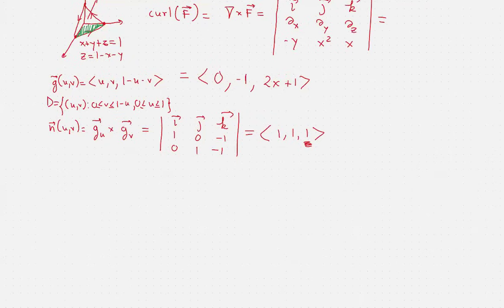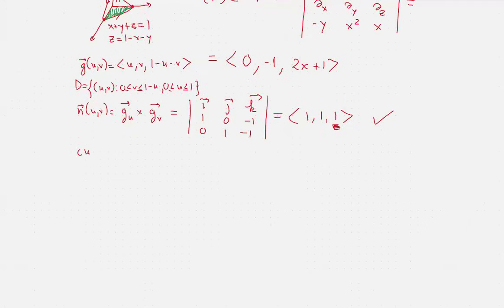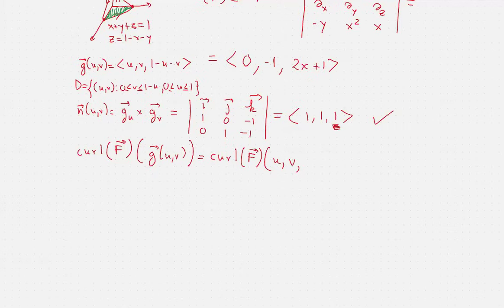Okay, so then we want to compose the curl of f with the parameterization. So this means that we should take the curl of f, and everywhere we see an x, replace it by u. Everywhere we see a y, replace it by v. Everywhere we see a z, replace it by 1 minus u minus v. And of course, this will be (0, -1, 2u plus 1). And we reached the final point.